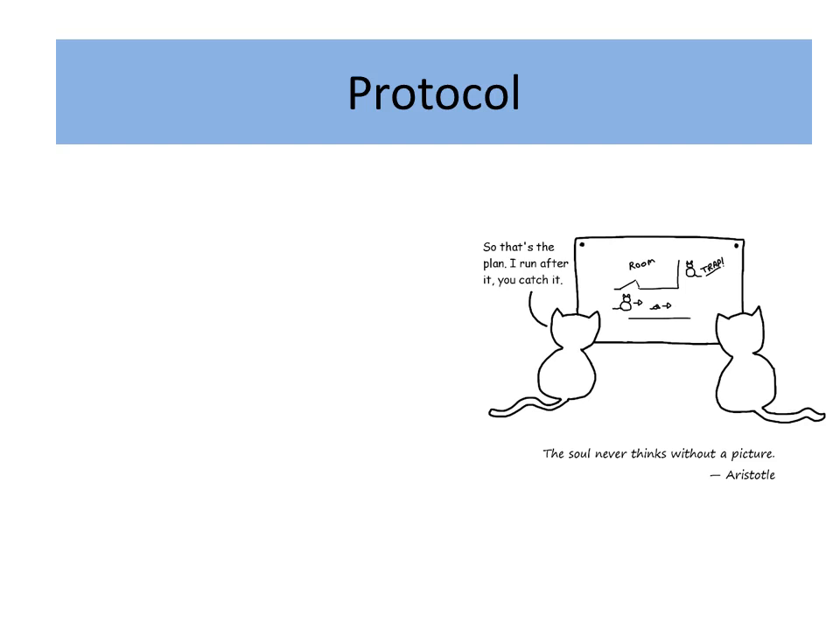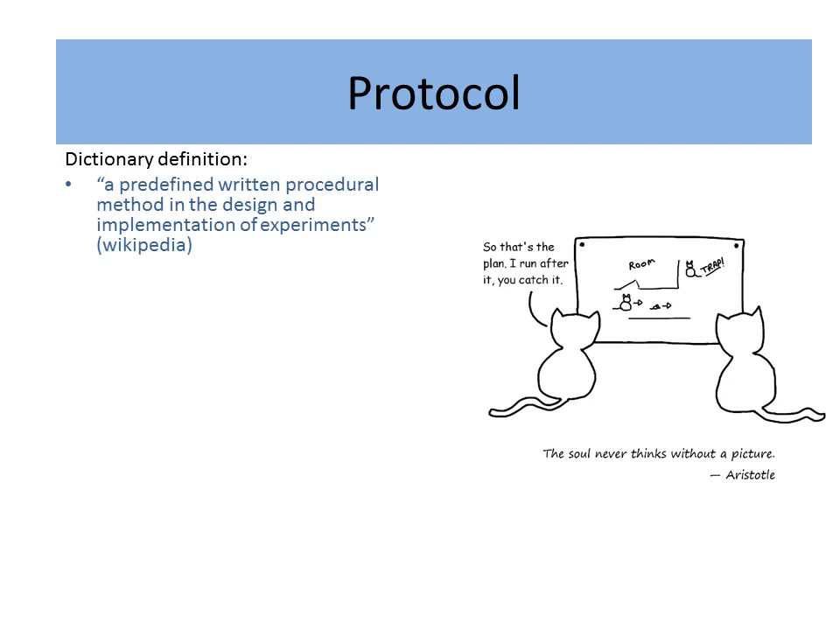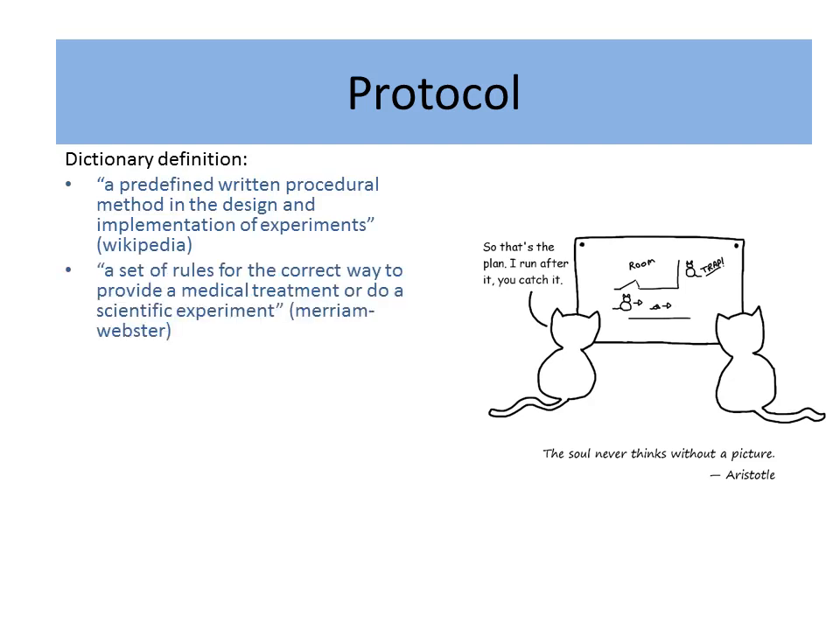This little cartoon sums up in a simple drawing the intent and purpose of a protocol. The two cats have a predefined written plan which shows clearly their aim and how they propose to go about it, i.e. catching the mouse. Indeed, the dictionary provides a couple of definitions for a protocol which pretty much state the same thing: a predefined written procedural method in the design and implementation of experiments, or a set of rules for the correct way to provide a medical treatment or do a scientific experiment.